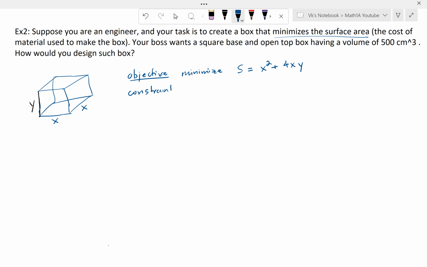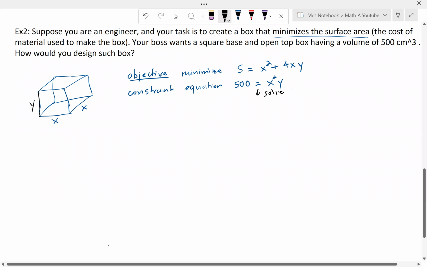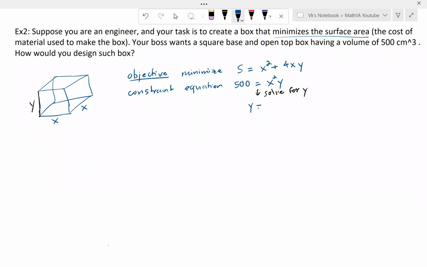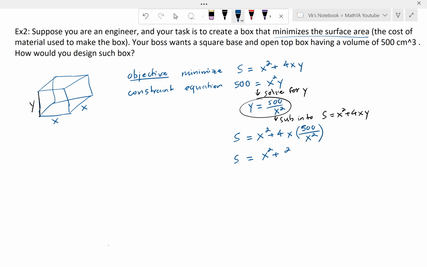Constraint equation. That would be the volume. 500 equals x squared y. Here it would be best to solve for y. y is 500 over x squared. And now we take this and substitute into S equals x squared plus 4xy. S equals x squared plus 4x times y, where y is 500 over x squared. S is x squared plus 2000 over x. Ta-da!